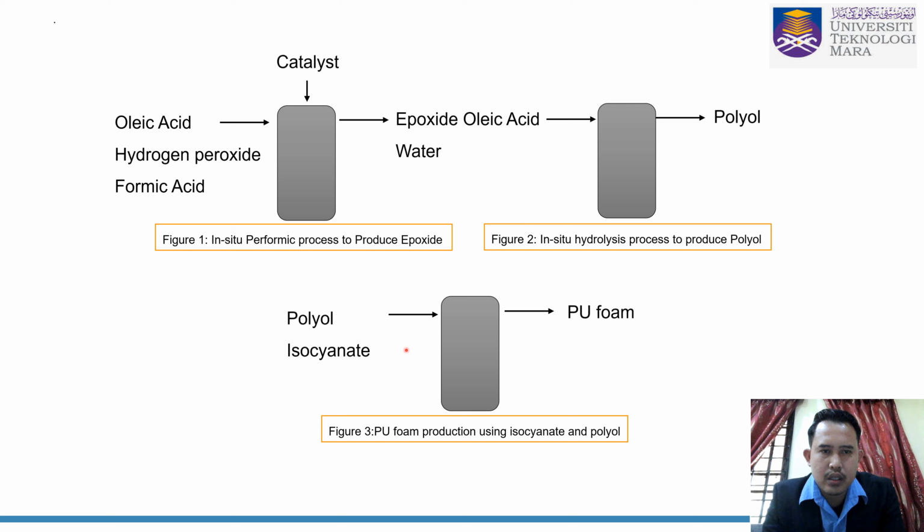Okay, so this block diagram shows the production of the polyol. Oleic acid will react with hydrogen peroxide and formic acid in the presence of the catalyst to produce the epoxidized oleic acid and water. Then this epoxide reacts with the water to produce the polyol. Then the third figure is polyol and isocyanate reacting together to produce the PU foam.